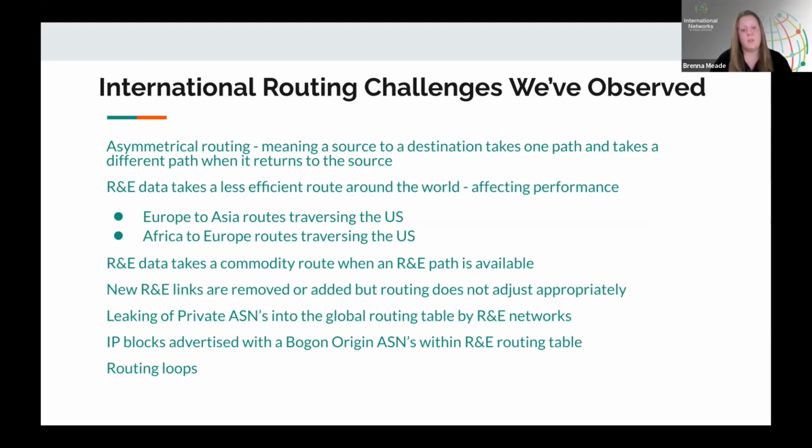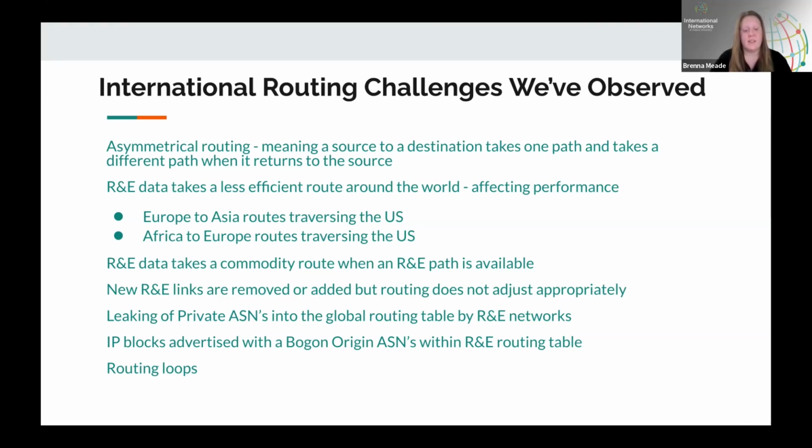New links are removed or added, but the routing does not adjust appropriately. We all know BGP works, but sometimes it doesn't do exactly what you think it's going to do, and it's important to take a look at those paths and make sure that when new paths come up or are removed, the routing changes appropriately and the way that you think it's going to be.